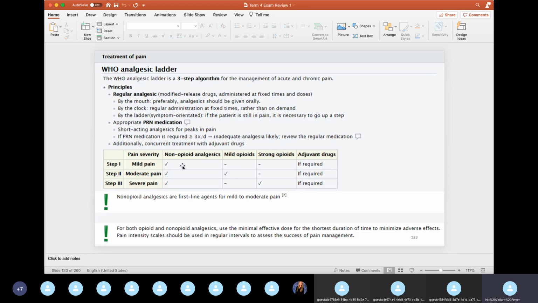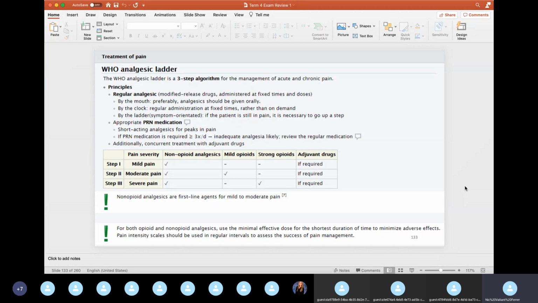So what is common in the 3 of them? You have a non-opioid analgesic. That's common. Then you just add an opioid. Okay, so remember, when you prescribe, when you're in the wards in the future, right?